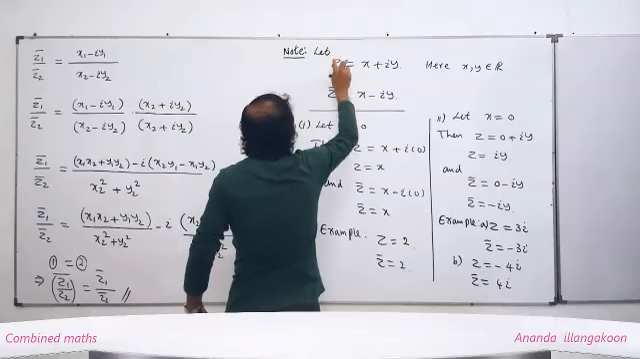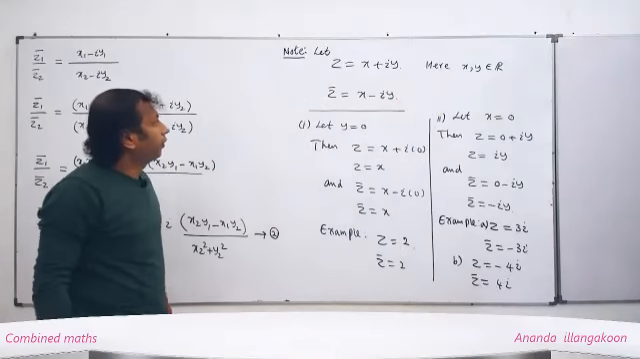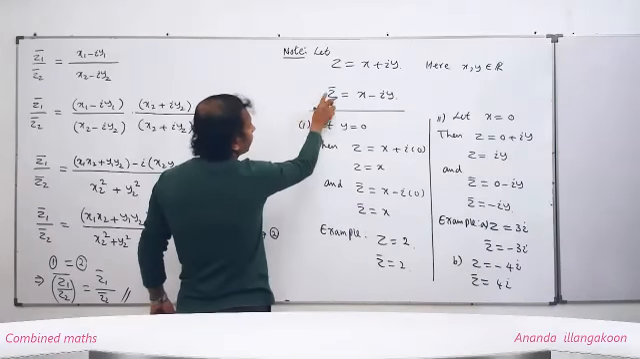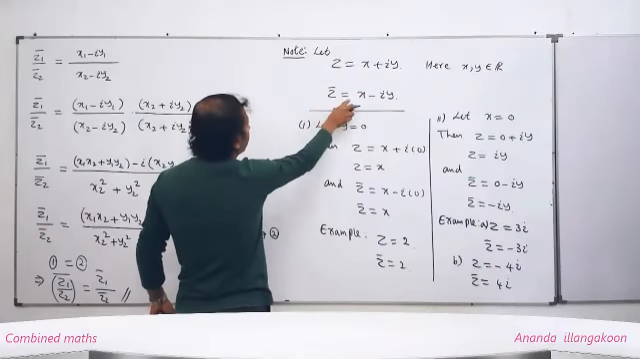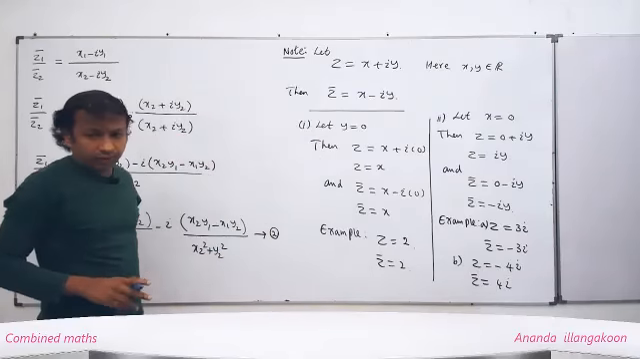So here x and y are real numbers, and then z bar is this. Right. The first one and second one, write down like that.